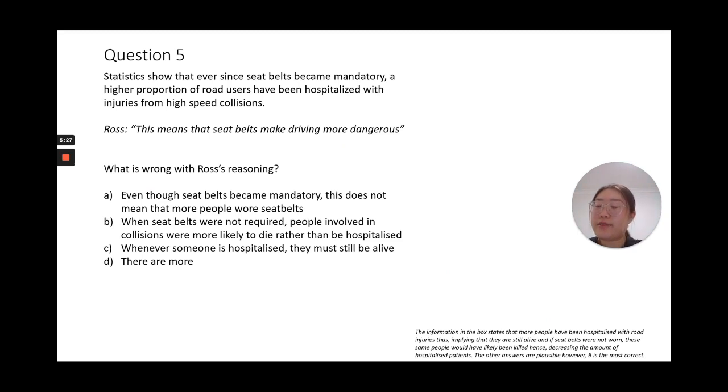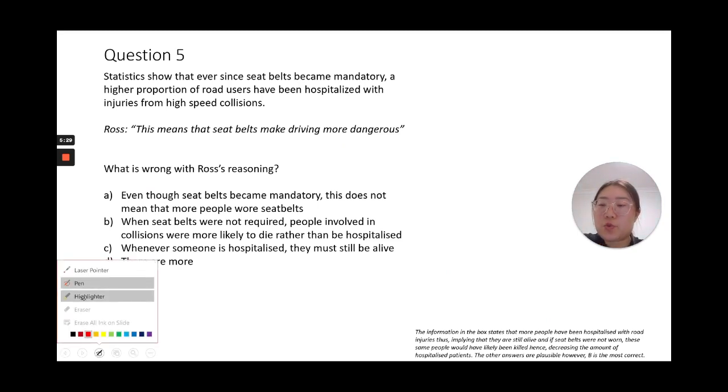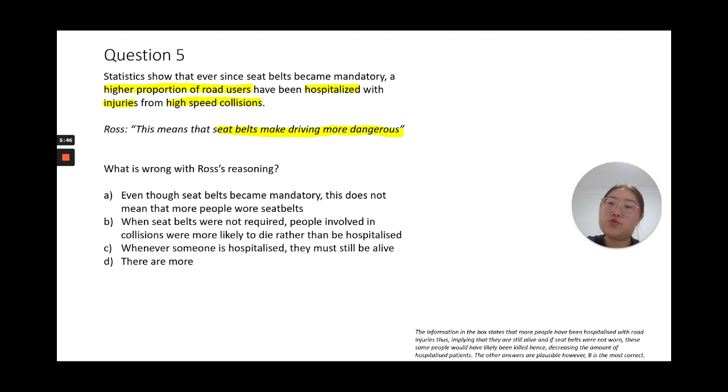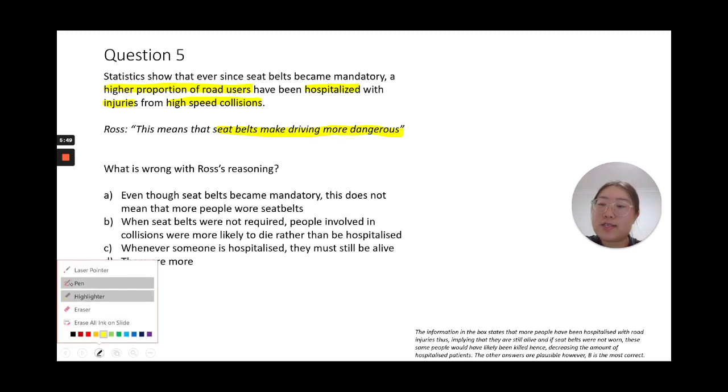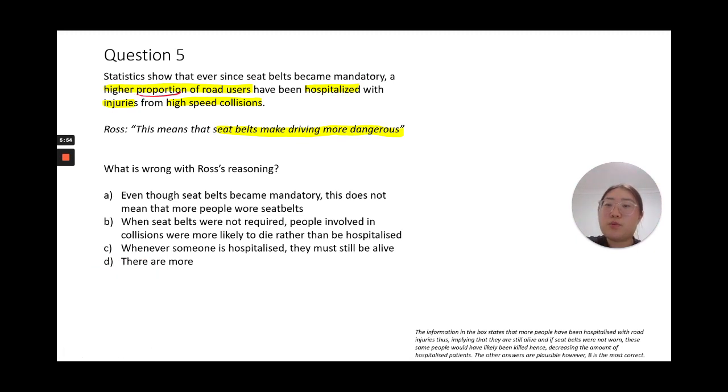Okay, 5. We want to find the flaw in reasoning. So let's read that short paragraph there. Statistics shows that ever since seatbelts have been mandatory, a high proportion of road users have been hospitalized with injuries from high-speed collisions, and Ross says that this means seatbelts make driving more dangerous. What is wrong with Ross's reasoning? First of all, when you see questions like this, you have to be careful with this word proportion. It's not saying that it is a fixed number, okay? It's relative, so it's a comparison, like a percentage or ratio or a fraction of road users.